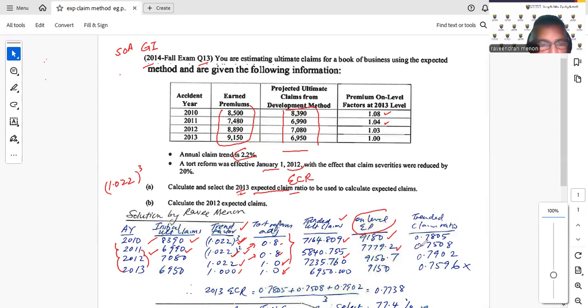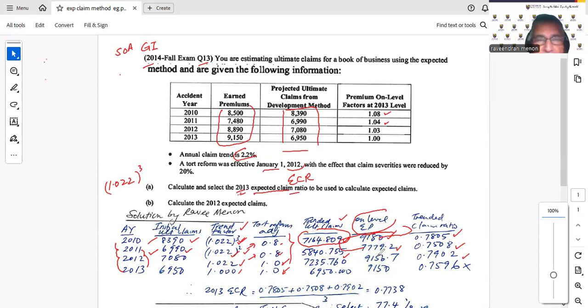Not too bad, right? Then you can get your claim ratios. Just take your claims, which is this number here, and divide by this number here, and you'll get this number. Take your claims 5840 times 0.755 and divide it by 7779.20, and you'll get this number. You can get all these numbers. Once you're done with that, remember what we want.